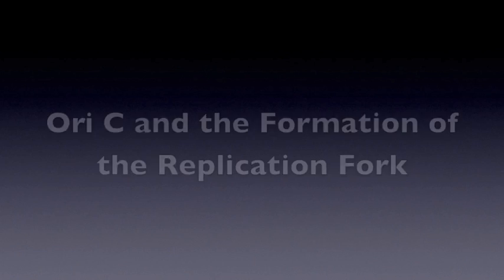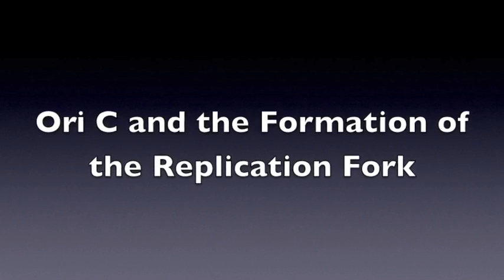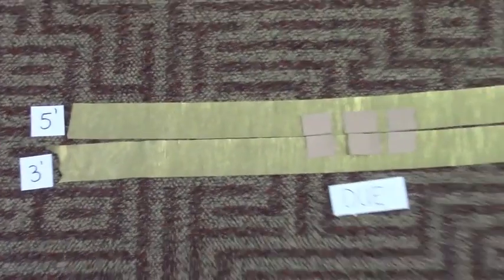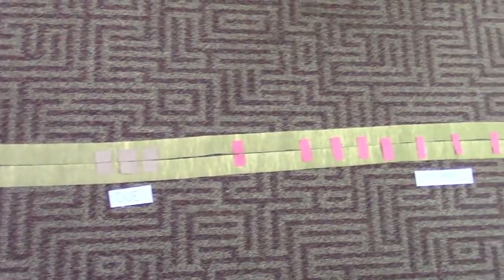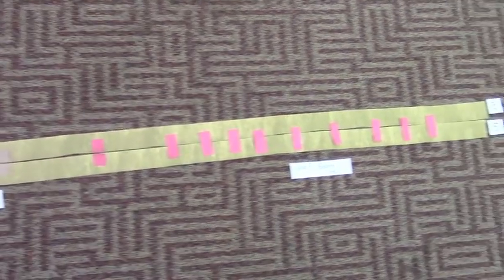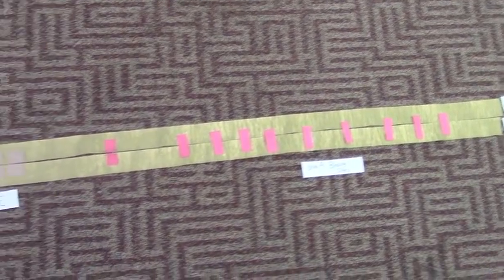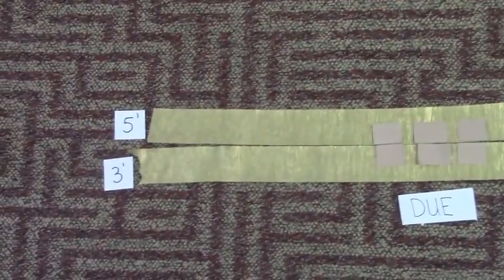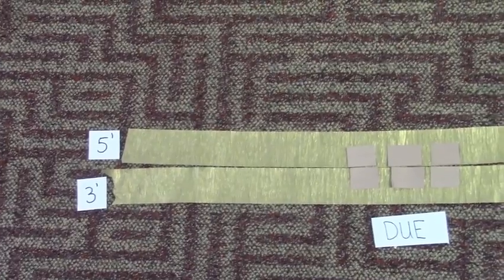We're presenting DNA replication in E. coli. This is OriC, the origin of DNA replication in E. coli. This region of the bacterial chromosome contains cis-acting elements that are critical for the recognition of proteins involved in the replication process.